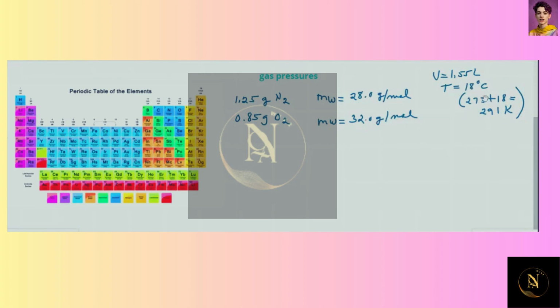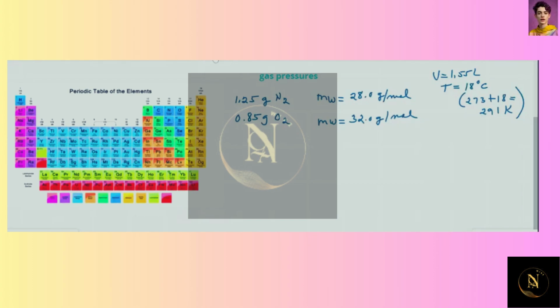The first thing I did, as we always do any time we're dealing with gas laws, is note that our temperature needs to be in Kelvin. Since we're provided with 18 degrees Celsius, I immediately converted that temperature to Kelvin by adding 273 to it, which gives 291 Kelvin.